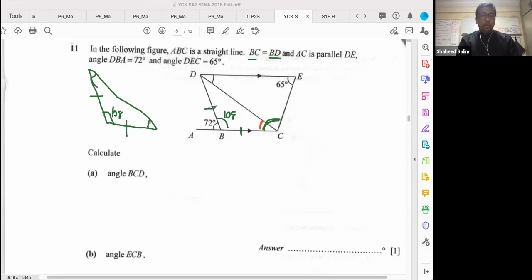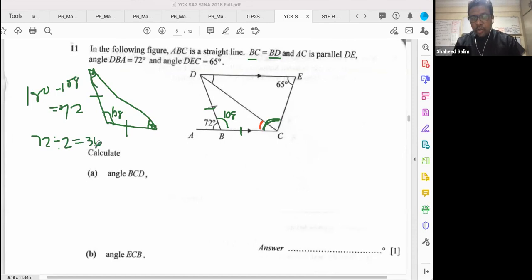Well done, Mr. Hill. So take 180 minus 108, you get 72. 72 is for this angle and this angle. You got to divide by 2. 72 divided by 2, you get 36.